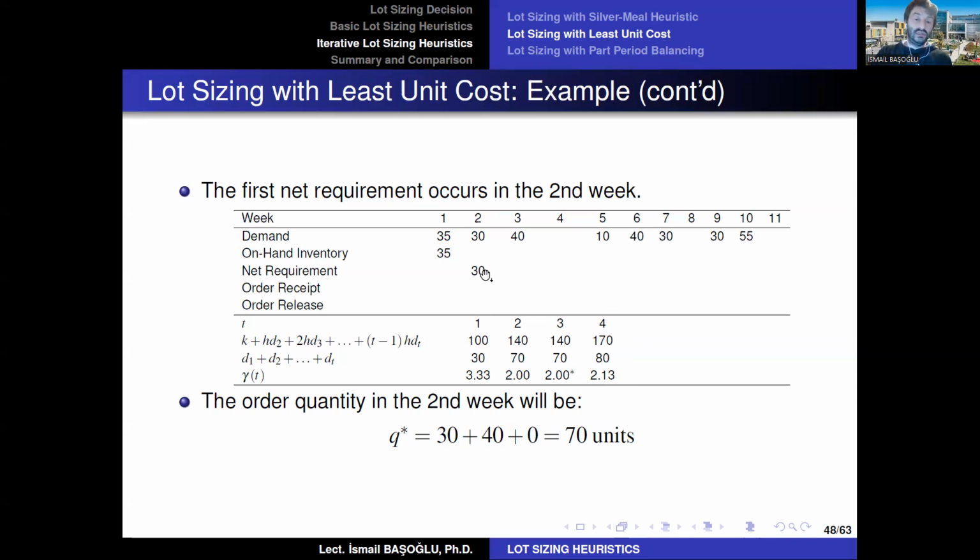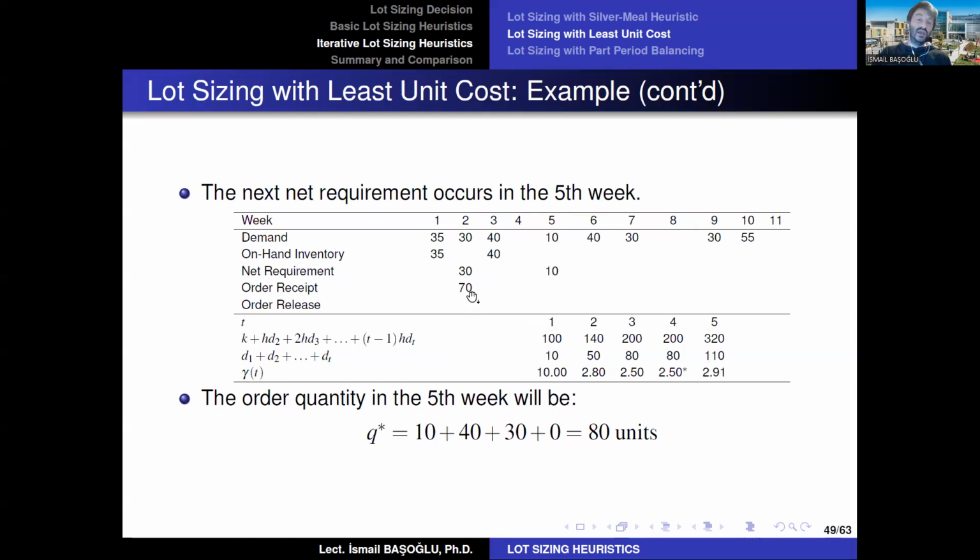So I need to release 30 plus 40 plus 0 units of an order at this size. I need to release 70 units, and the planned order received at this point in the second week must be 70. So if you do it like this, there will be another net requirement observed in the 5th week.